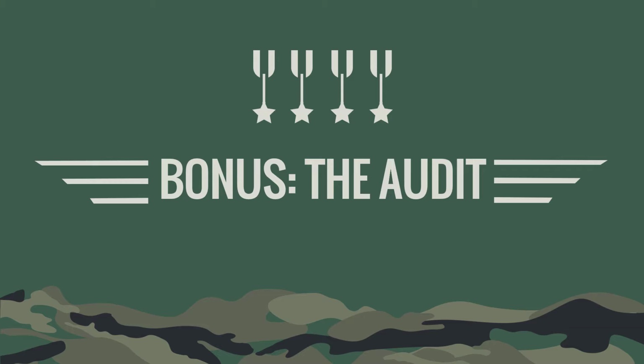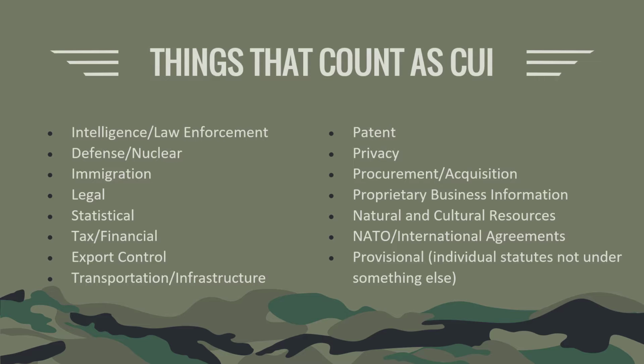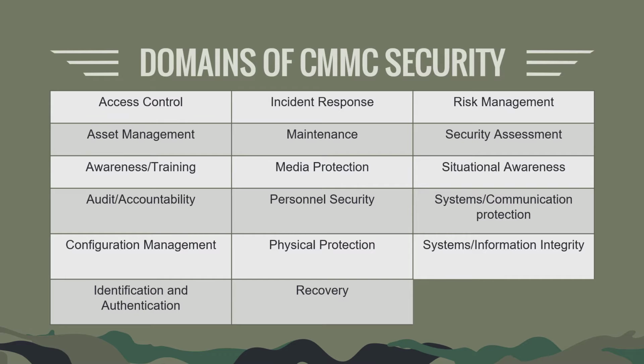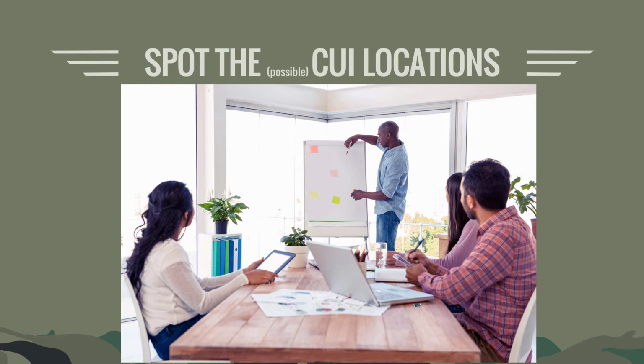I'm just going to flash a couple things up on the screen here. Feel free to pause when you see them. Here are the things that count as CUI. Here are the domains of CMMC security. Now, look at this picture for me, and in the comments down below, comment if you see anything. I want you to spot the possible CUI locations in this picture. Bonus points, Whose Line Is It Anyway style, for anybody who can find some and find the most.